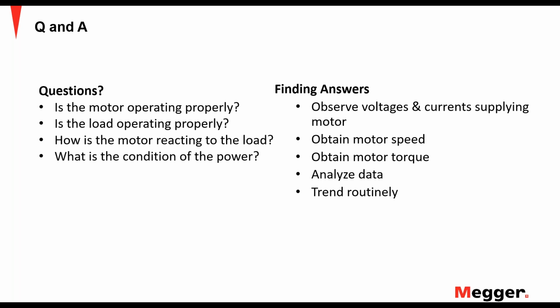How is that motor reacting to the load? And that's what we're seeing through the air gap. What is the condition of the power? Are we giving that motor the best chance to take care of the load that's requesting torque from it? So how we're going to find those answers: we're going to observe the voltage and current supplying that motor. We estimate speed, which helps us then determine the torque of that motor. We analyze that data and we trend it routinely to find those answers.